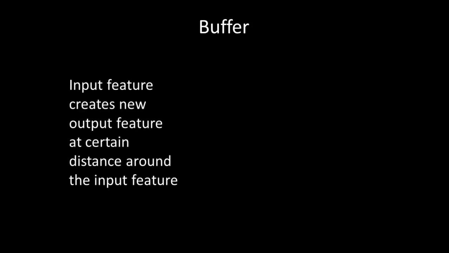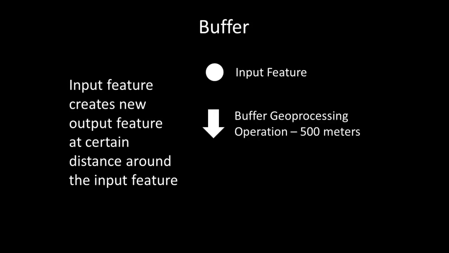Buffer. Buffer is when an input feature is used to create new output features at a certain distance around the input feature. For example, if we have a point as an input feature, we can then tell the buffer geoprocessing operation to give us an area that is 500 meters around the input feature. The buffer geoprocessing operator will then create around the input feature a new output feature that is 500 meters around the input feature.